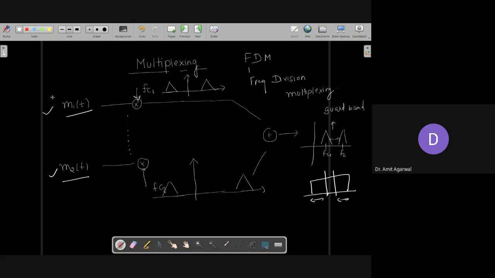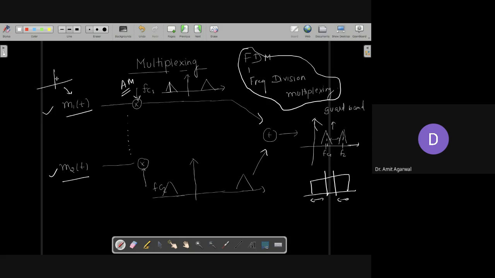If, for example, you have two users or two message signals M1(t) and M2(t), and you want to transmit them over the channel, what you can do is frequency division multiplexing. Why are we calling it multiplexing? Because you are providing the channel two signals over the same time, but the frequency bands are different. So if this is your message M1(t), you upconvert it using amplitude modulation.